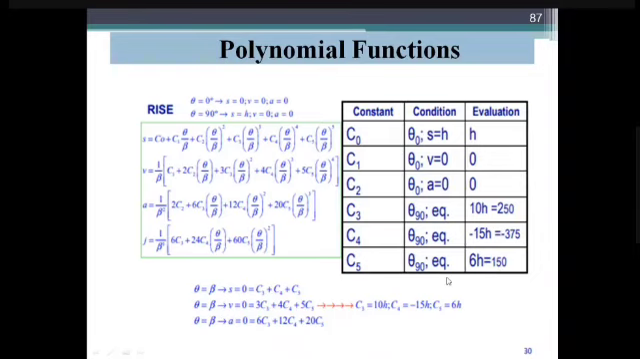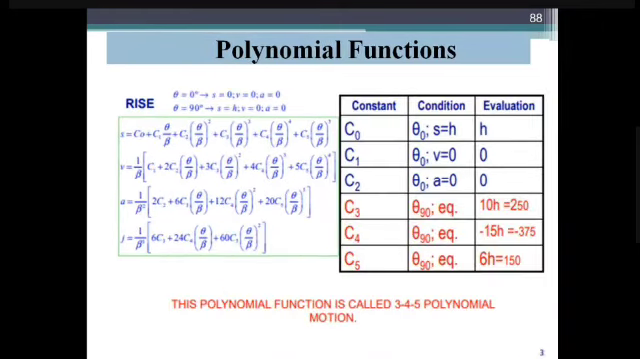This is a very important polynomial function to get three coefficients only, C3, C4, C5. This is the one part, because we are considering only the rise; next we are going for the fall and will derive this. Look at the diagram to see how it will be. So we got the values 10H, minus 15H, 6H, that is 250, minus 375, 150. This is called 3-4-5 polynomial motion, because we get the C3, C4, C5 values. This is a 3-4-5 polynomial motion.